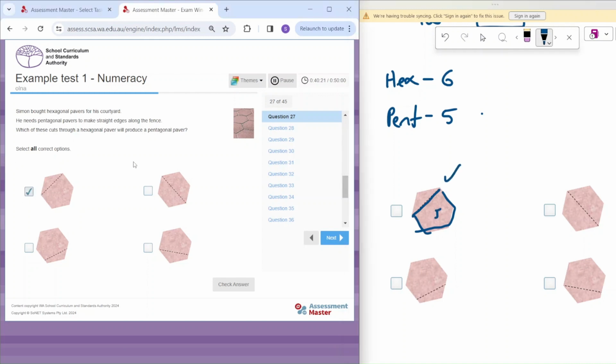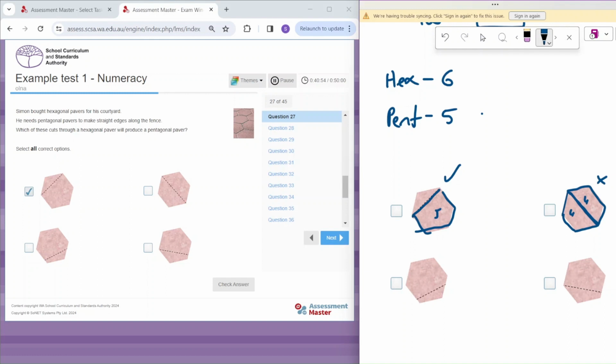But we've been asked for all the options. So we've got to find all the ones that produce pentagons. Let's have a look at this one. This one's right down the middle. 1, 2, 3, 4 sides. So that one's not. And we've got the same shape because right down the middle. 1, 2, 3, 4. So that's not a pentagon. Neither of them are pentagons. They're simply what we call quadrilaterals. They've got 4 sides, quad meaning 4.